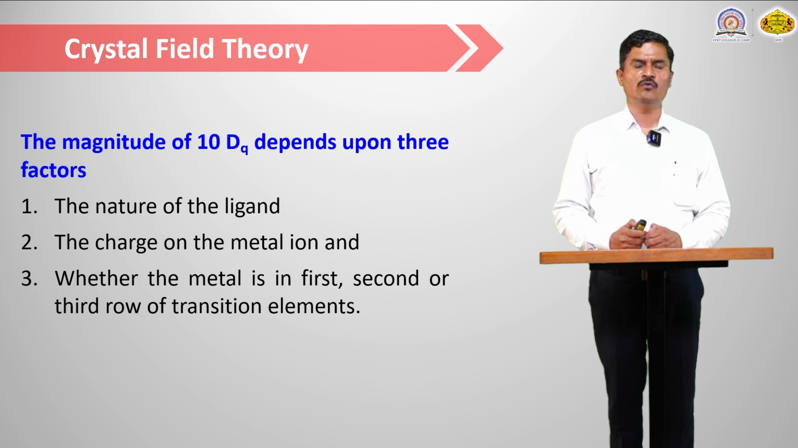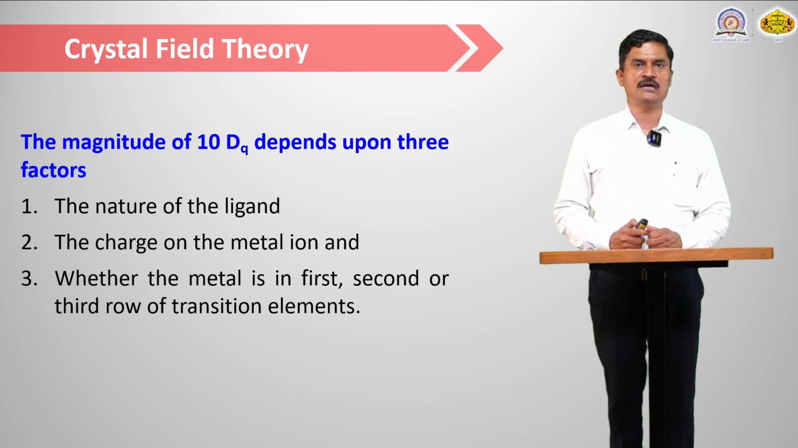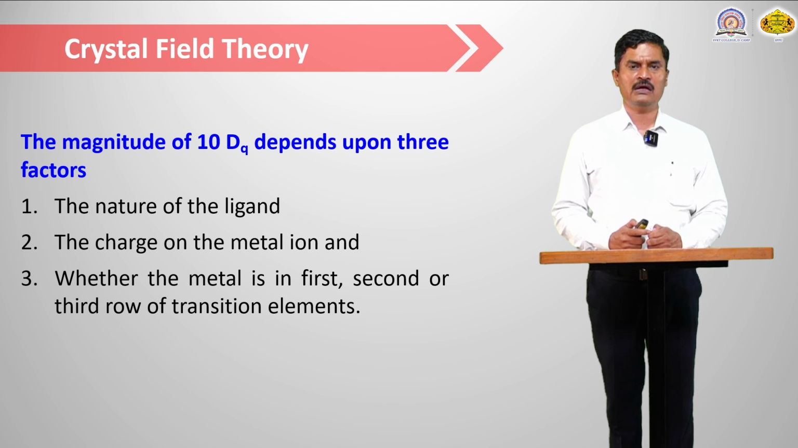The magnitude of 10Dq depends upon three factors. First, the nature of the ligand, meaning whether the ligand is strong field or weak field. Cyanide is a very strong ligand and chlorine is a weak ligand. Second, the charge on the central metal atom, for example Fe2+ and Fe3+ give different splitting. Third, whether the metal ion belongs to the first, second or third transition series. All these factors are very important in the strong or weak ligand field.